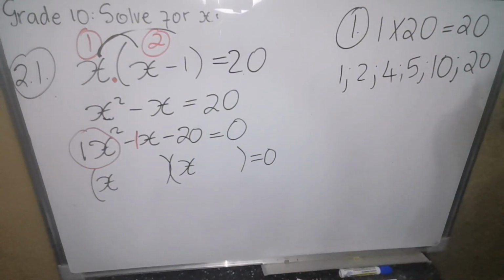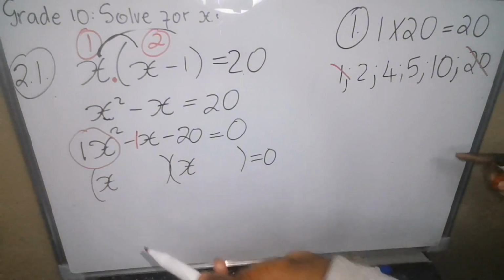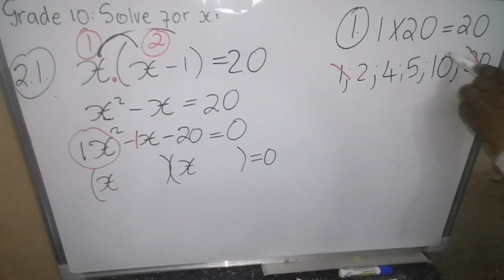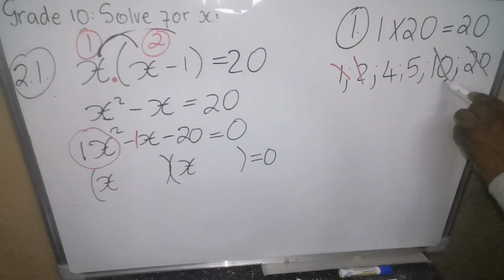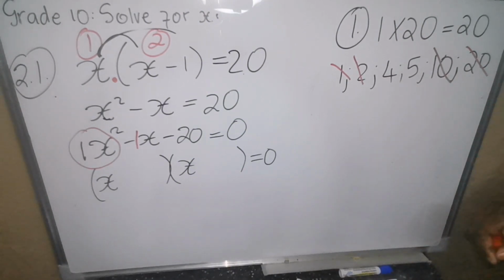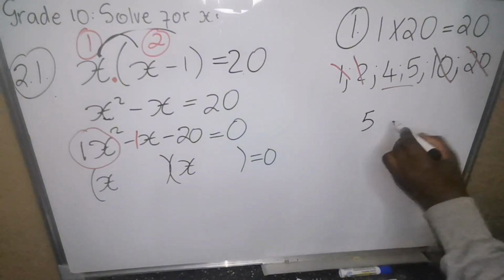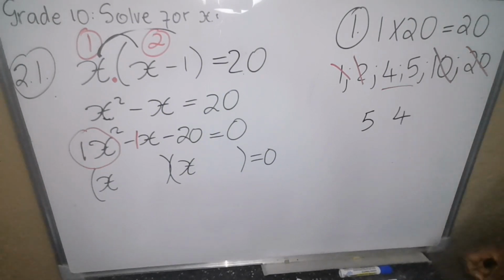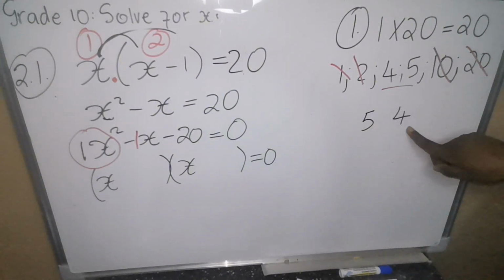Let us start with 20 and 1. 20 times 1 is 20, but 20 plus 1 is not negative 1. Then 10 times 2 is 20. 10 plus 2 is not 1. 10 minus 2 is not 1. Then 5 times 4 is 20. 5 plus 4 is 9. 5 minus 4 is 1. 5 and 4 are factors that you must use. 5 and 4 in this case are factors that you must use, because 5 minus 4 is 1.